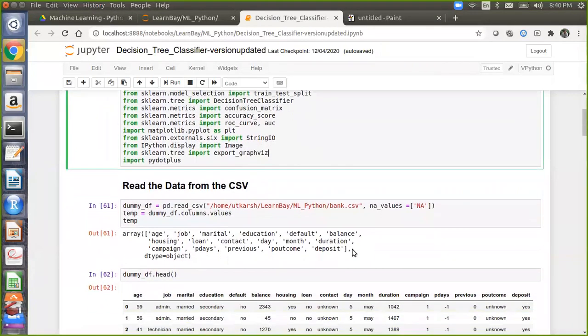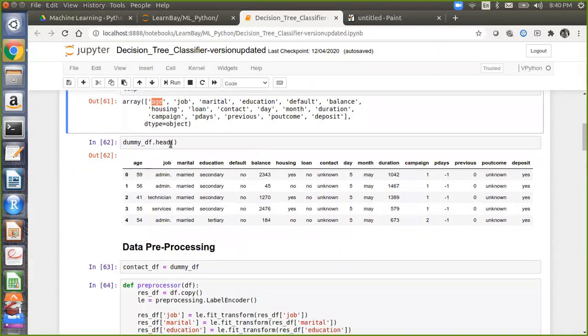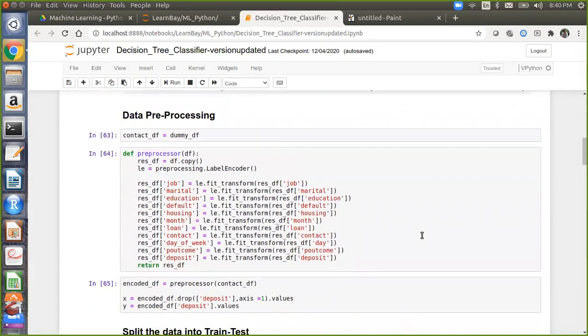Now I am reading this data, bank.csv, and directly capturing it into the temp variable, and then displaying it, which will show you what columns are available in your data. df.head will show you a glimpse of your data set, how your data looks. So, simple things. Now, data pre-processing.